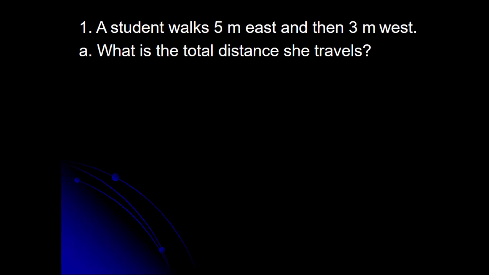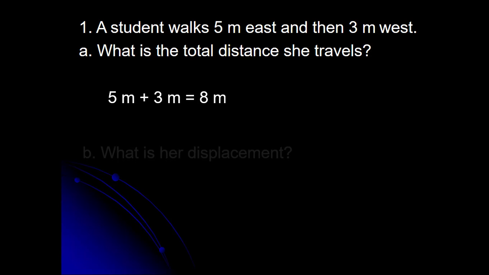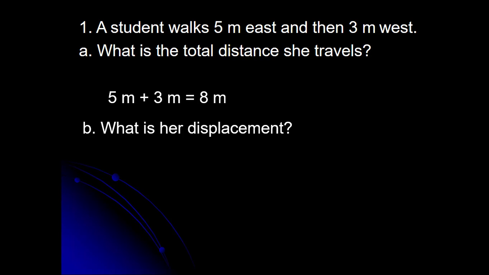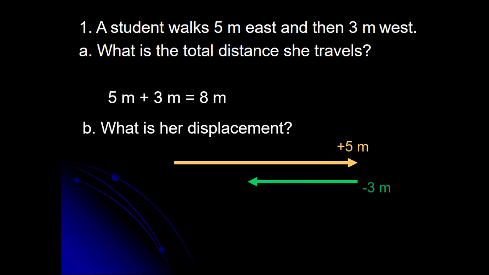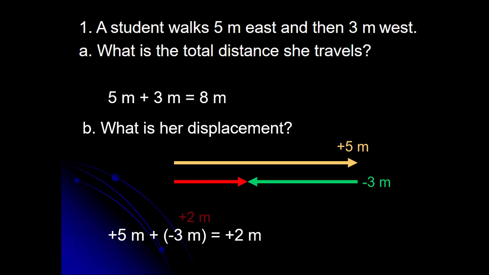So we're going to walk 5 meters east and then 3 meters west. What is the total distance that our student travels? Okay, so again, total distance, we went 5 meters and then we went 3. So our total distance is going to be 8 meters. What is our displacement? It's going to help to draw these out. Draw that vector. We have 5 meters in the positive direction, and then we have 3 meters in the negative direction. They're moving in opposite directions, so we're going to subtract them. And so we're going to end up with a displacement of positive 2 meters.